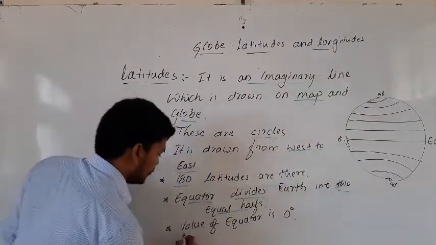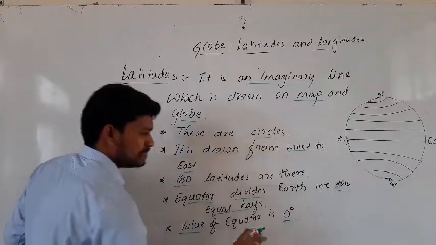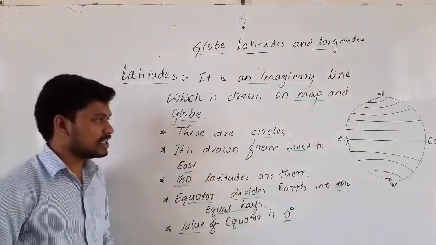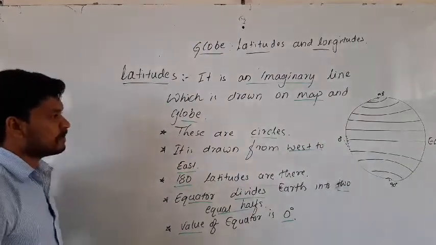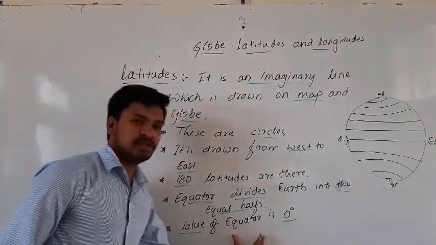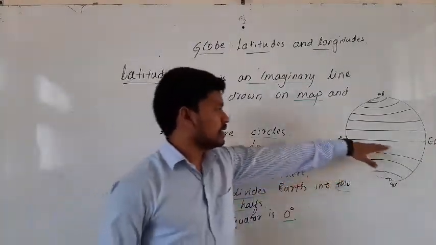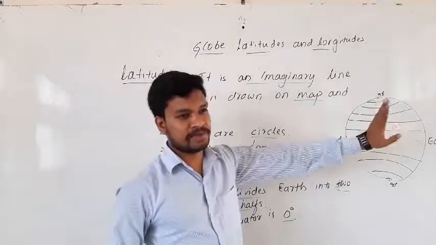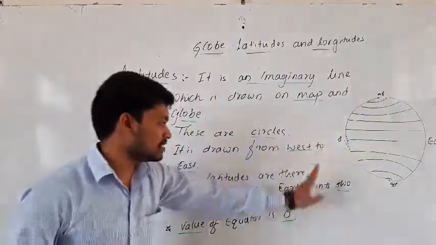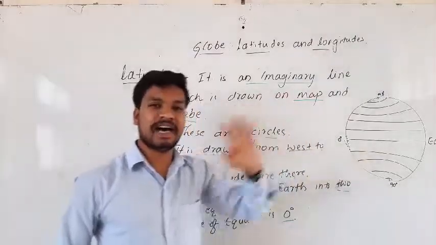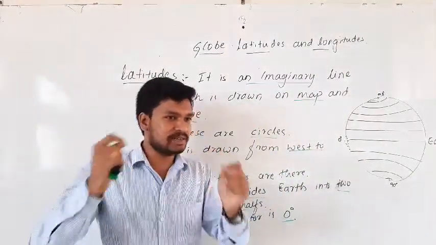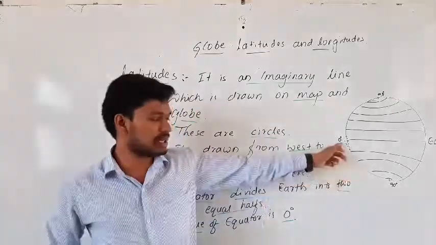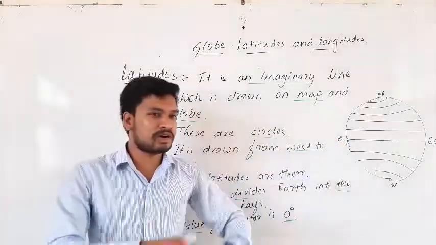The value of the equator is 0 degree. That means it denotes 0 degree. It's drawn in the center of Earth, on the globe. So this equator is only seen on the globe and map. We cannot see this equator on the real Earth surface because we cannot draw it there. There is nothing with which we can draw the equator on the Earth's surface as it is drawn on the globe.